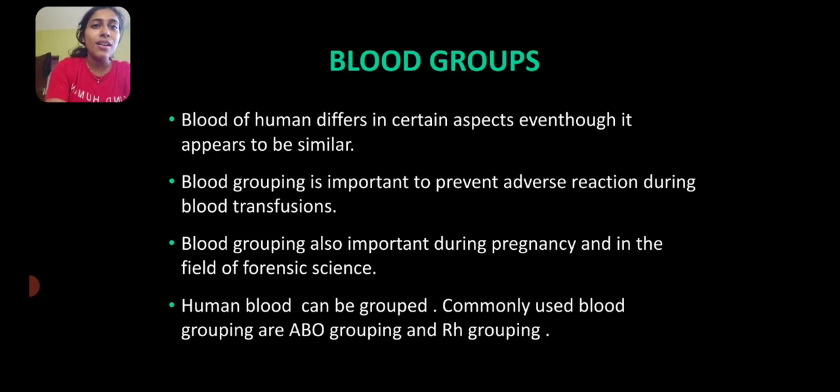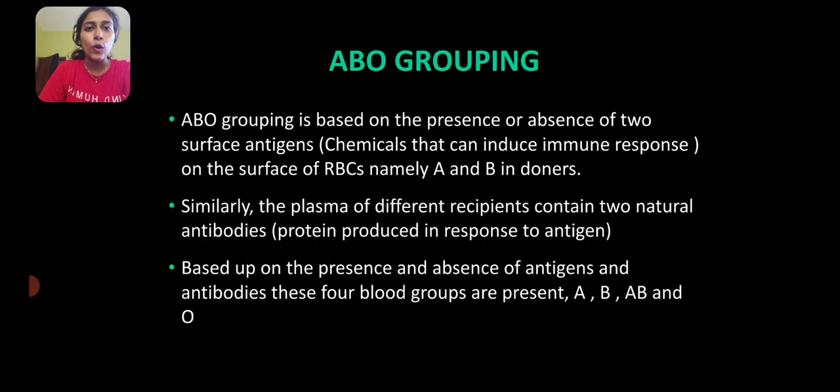So now we are starting the ABO blood grouping system. The ABO blood grouping system is mainly based on the presence or absence of antigen. So what do we mean by antigen and antibody?